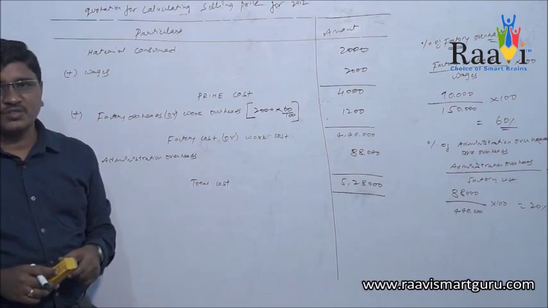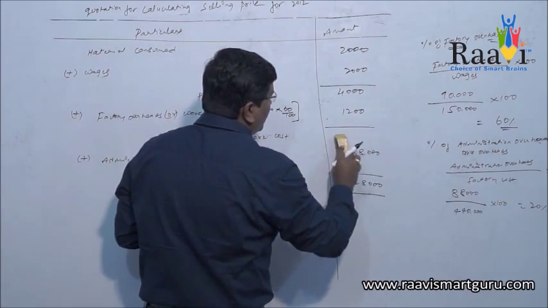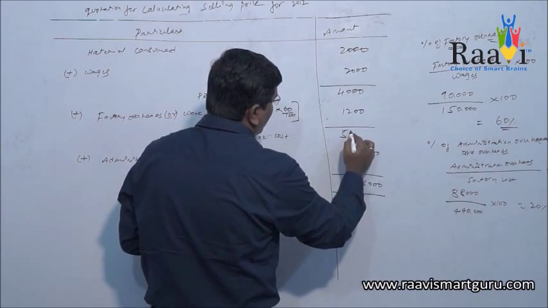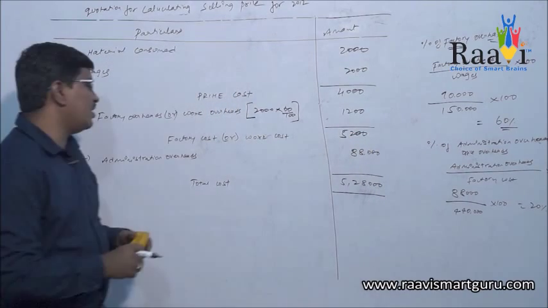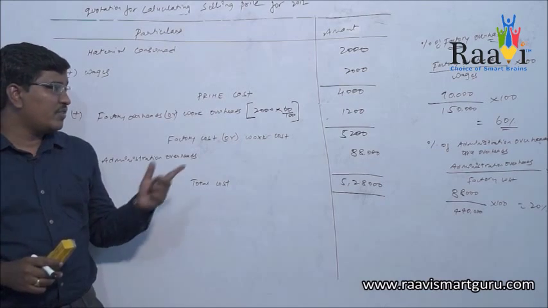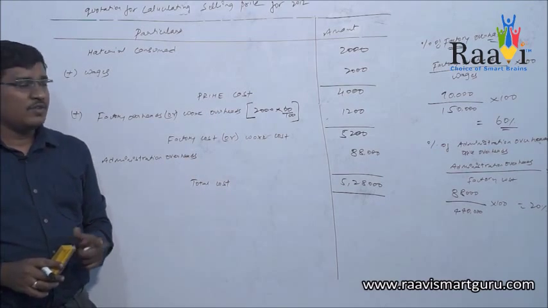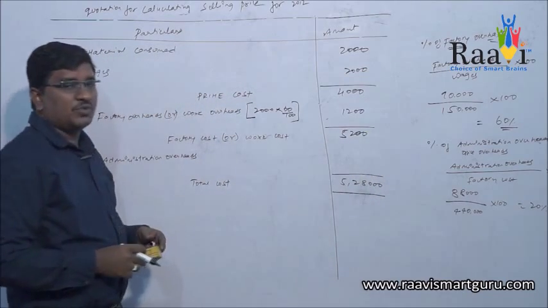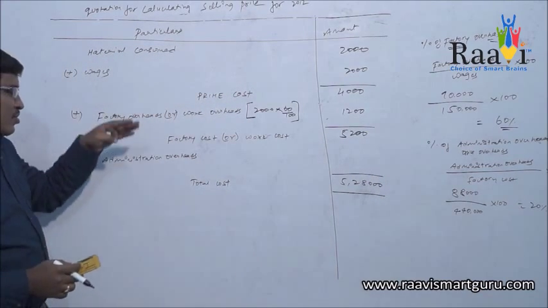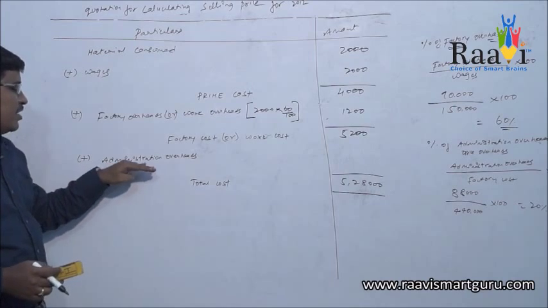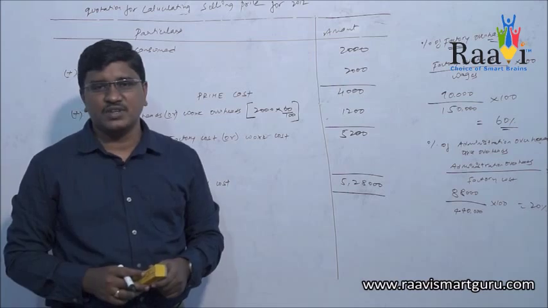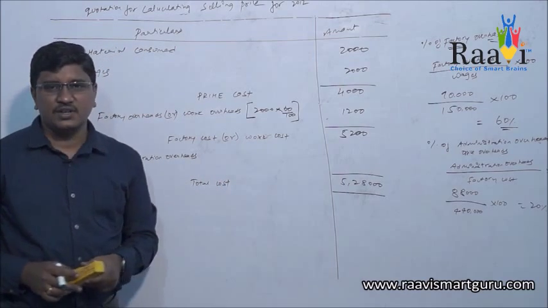Then your factory cost will be 4,000 plus 1,200. You will be getting a value of 5,200. So this 5,200 we will call factory cost. To this factory cost we need to add the administration overheads. The value of administration overheads is not given in the question, so we need to calculate the administration overheads.